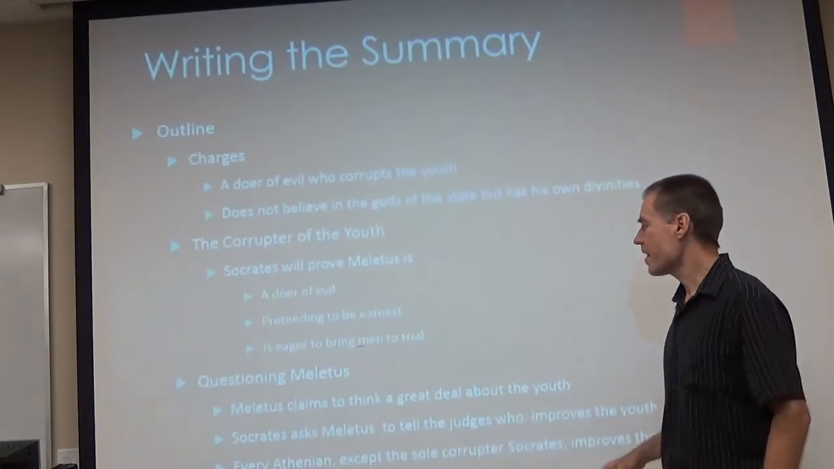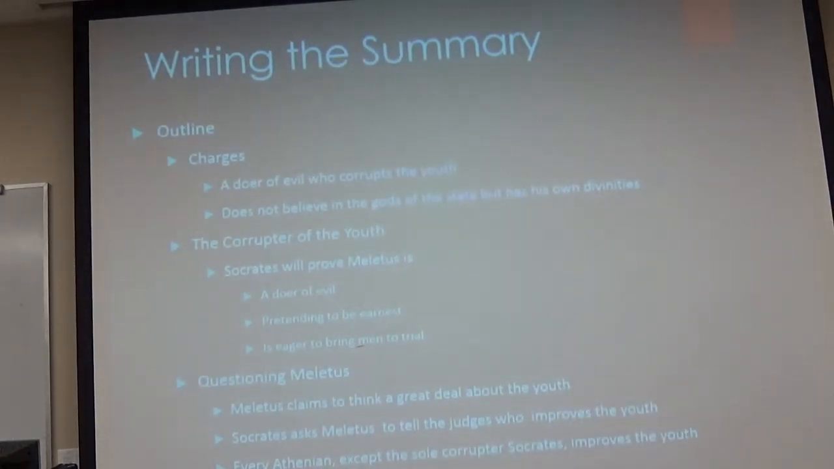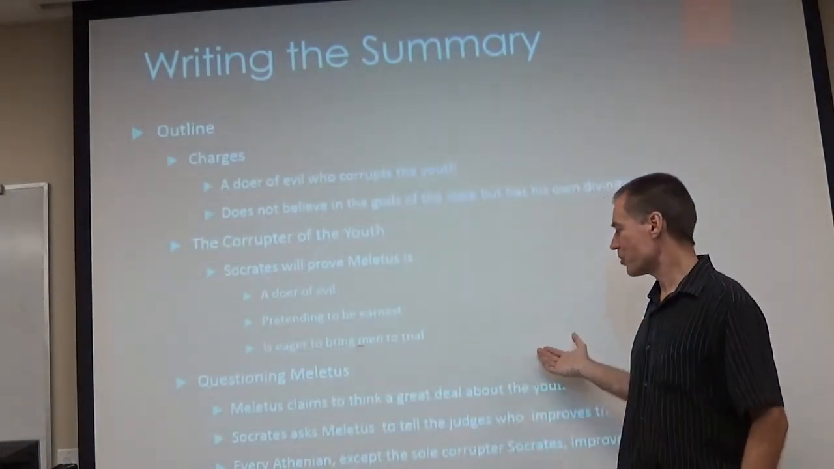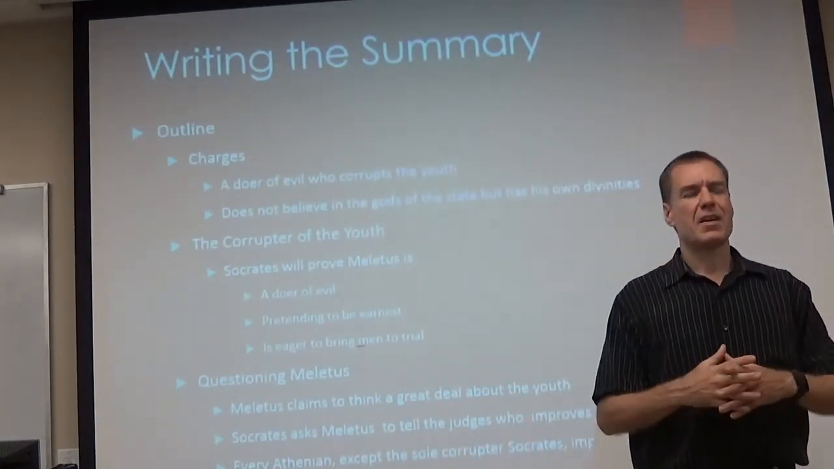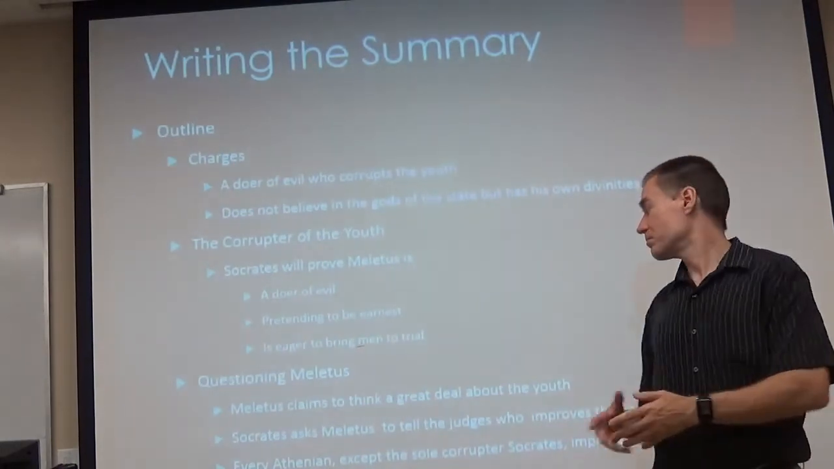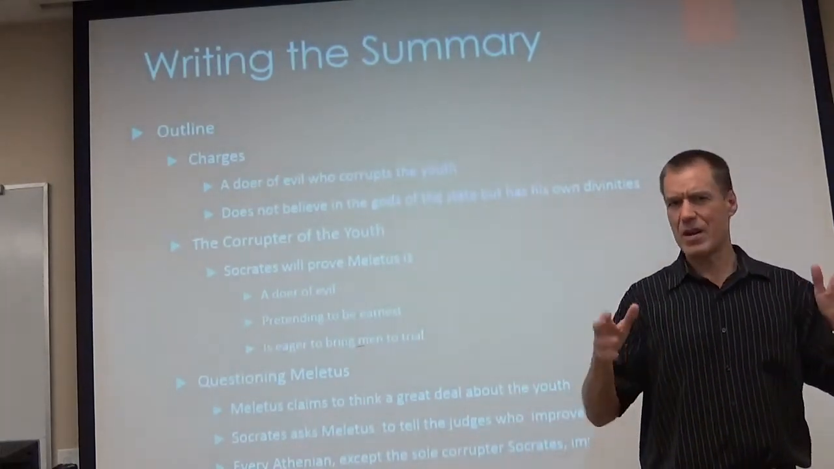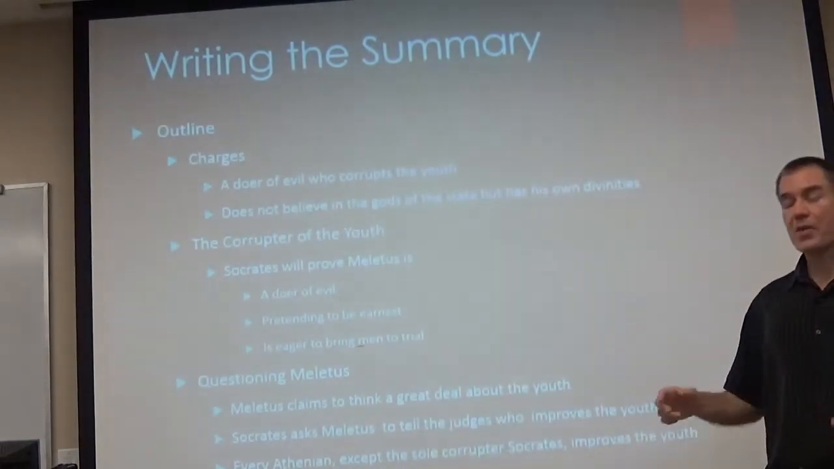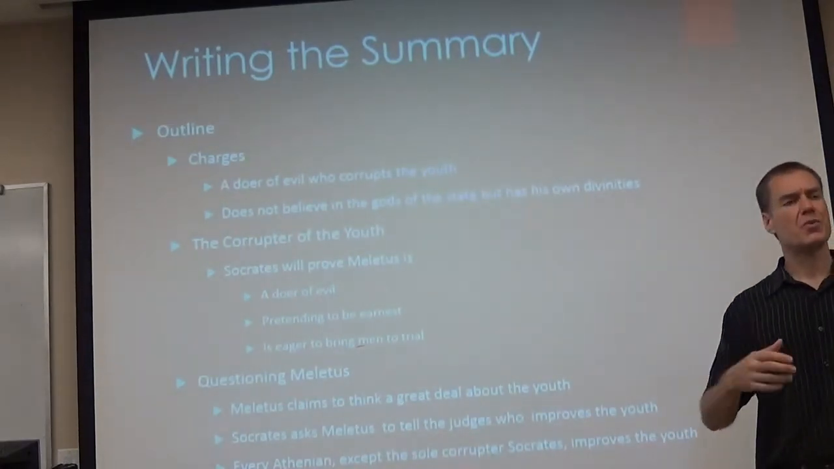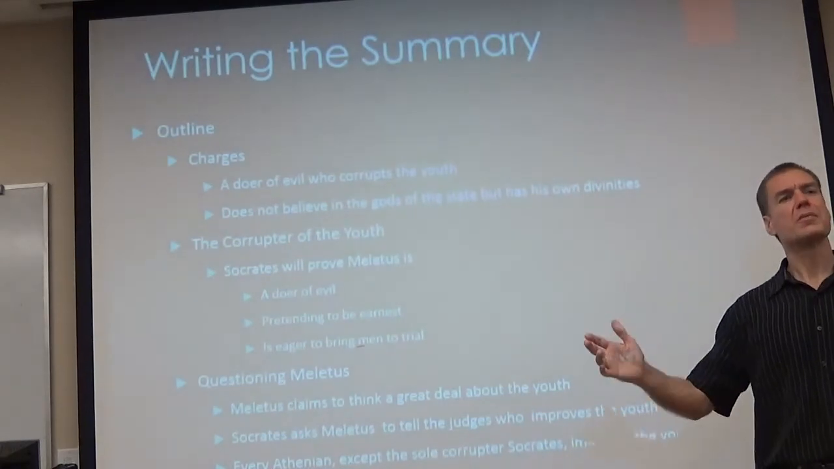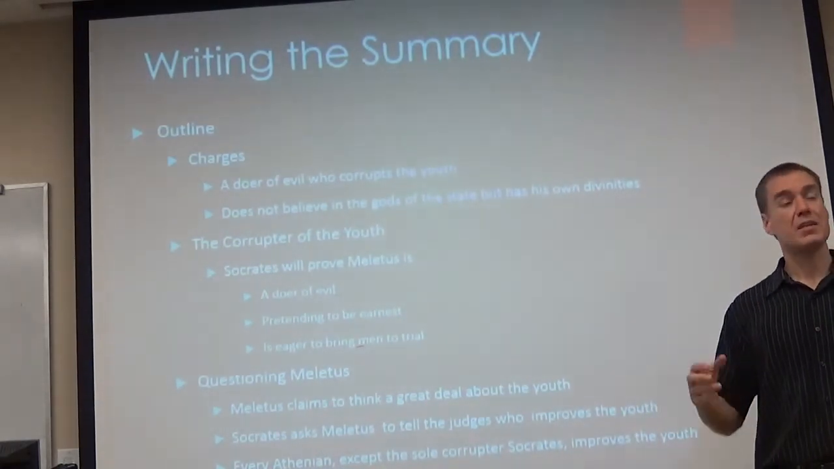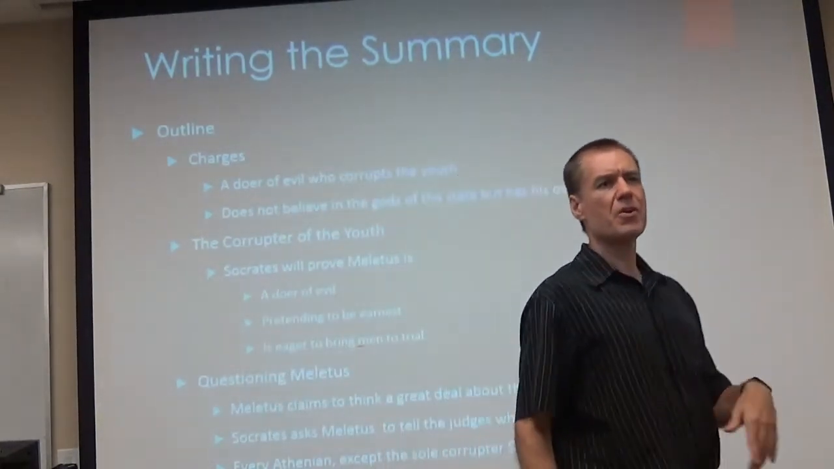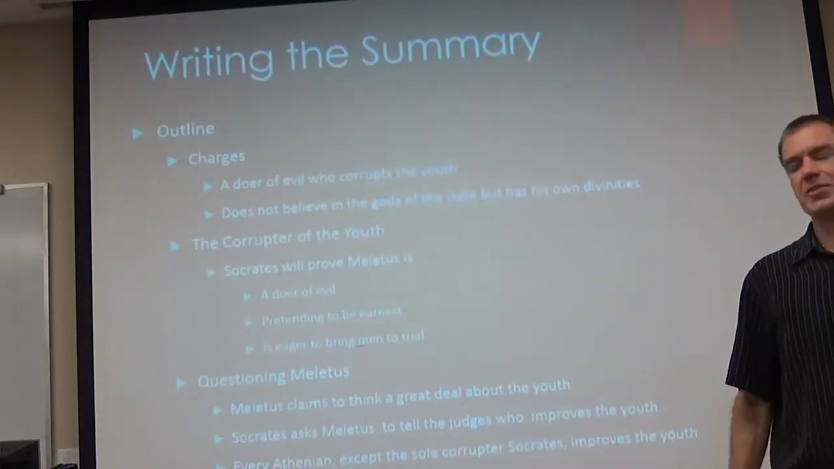Now what he does to trap Meletus is engage in the Socratic method of questioning. And here's how it goes. Meletus has claimed that he thinks a great deal about the youth because he's gone to the trouble of seeking out the great corrupter Socrates to bring him to trial. So Socrates asks Meletus to tell the judges who it is that is benefiting the youth. Because surely, if Meletus is so concerned about the youth, he would know these things. Now, he walks Meletus through a series of questions, but the ultimate result is this.